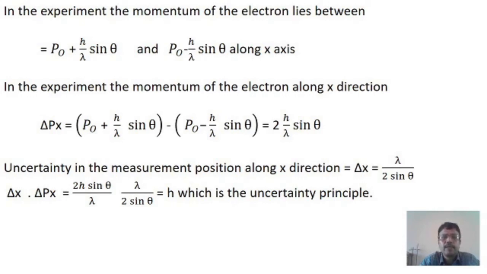Then we know the uncertainty in the measurement of position along the x-axis is Δx = λ/(2 sin θ). The uncertainty in the measurement of momentum in the x direction is Δpx = (2h/λ) sin θ. Then Δx · Δpx = (2h sin θ/λ) × (λ/(2 sin θ)). The 2 sin θ cancels, λ cancels, and that is equal to h, which is the Heisenberg uncertainty principle.